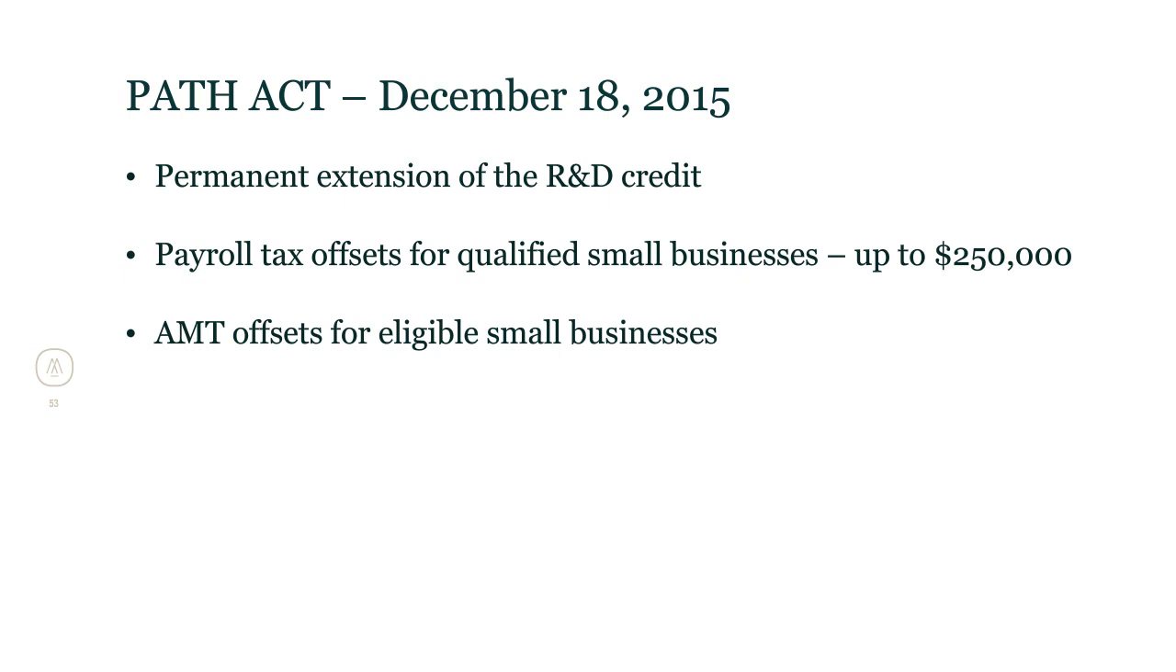And then the AMT offsets for eligible small businesses. That means if you have less than $50 million in revenue on average over the prior 3 years, then don't worry about AMT because AMT is not going to apply to your company. That AMT offset kicks in for credits starting in 2016 and beyond. And payroll credits, you have to claim on an original tax return.